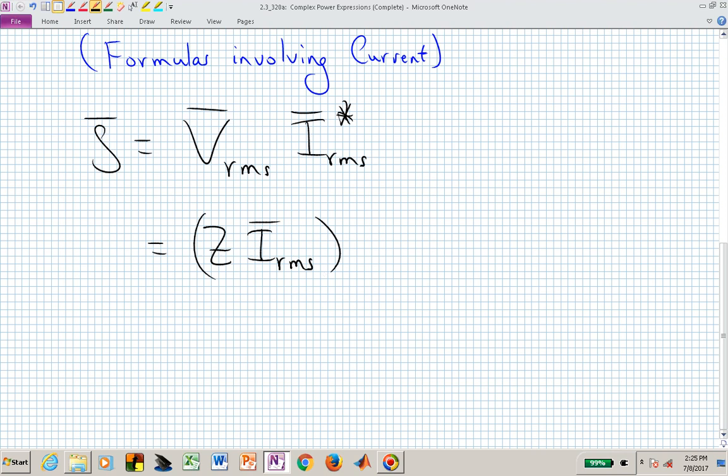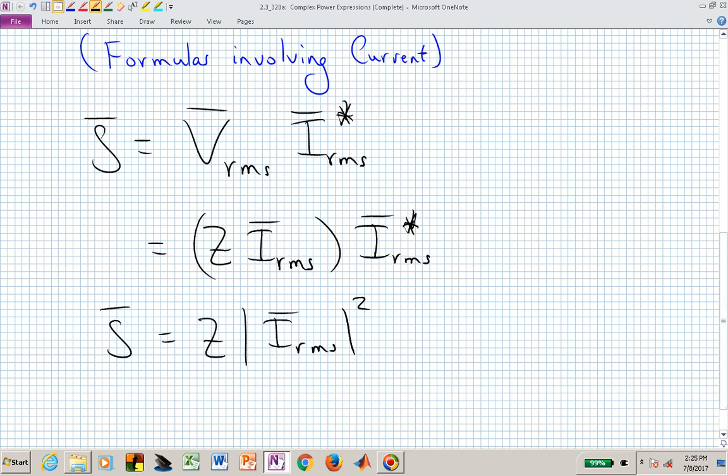So V phasor is Z, which is a complex number generically, times I RMS, times the complex conjugate of the current. And as we derived last time, we now know that the product of a complex number times its conjugate gives us the magnitude of that complex number squared. So we have another way of writing the complex power formula in terms of currents, and that's now Z times the magnitude of the current phasor squared.